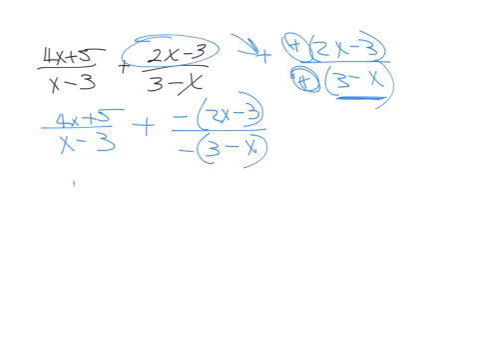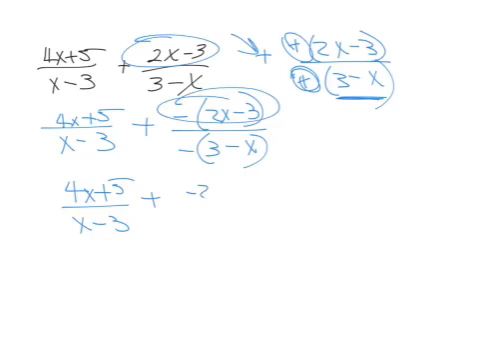And let's go ahead and distribute that negative. That negative distributed gives me a 2x plus 3. And this one gives me a negative 3 plus x, which I can actually switch around to an x minus 3. Now I can put my numerators together.